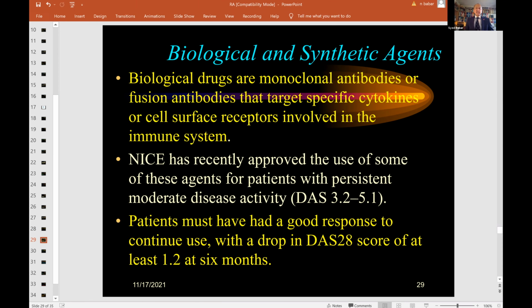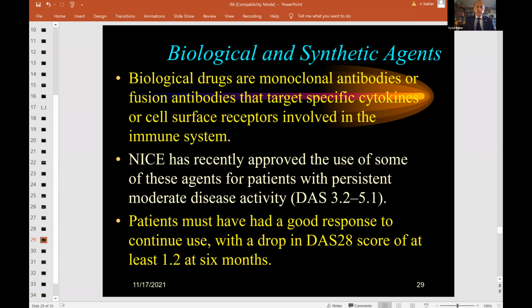Briefly, I will mention that there are many biological and synthetic agents available now. They are usually monoclonal antibodies or fusion antibodies. Suffice it to say, they work exactly like the COVID-19 vaccines, in that they block the cellular receptor sites. So therefore, rheumatoid arthritis activation is minimized, and there are fewer trigger factors, and there's no receptor for the trigger factors or causative agents to work on the cells.